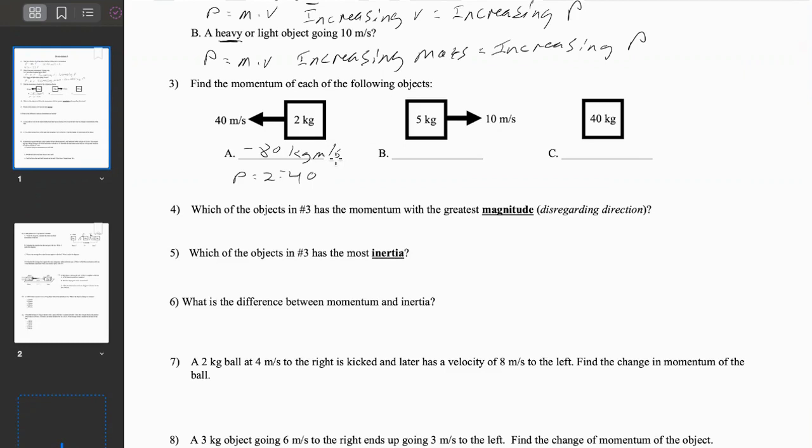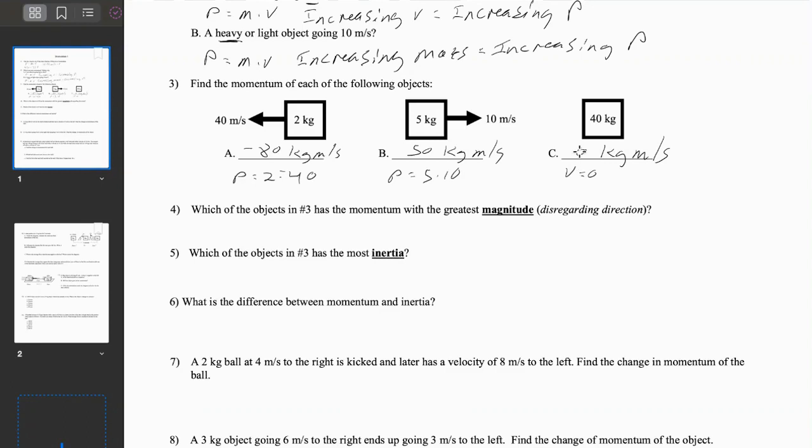Second object is 5 kilograms moving to the right at 10 meters per second. Momentum is mass times velocity. Momentum is 5 times 10, which is 50 kilogram meters per second. The third object is not moving, does not have a velocity. If the velocity is 0, the momentum is 0 because it's mass times velocity.